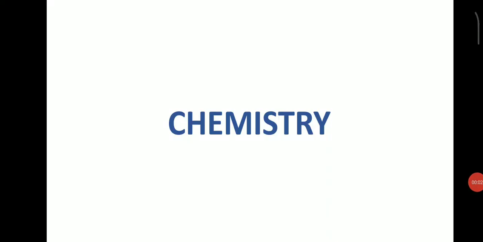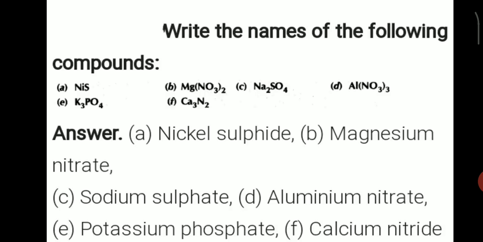In the last class, we studied how to write the chemical formula of a compound. If the valencies are given, we can straight away write the formula of a compound by interchanging the valencies of the elements. Today, we are going to study how to write the name of a compound if the formula is given.